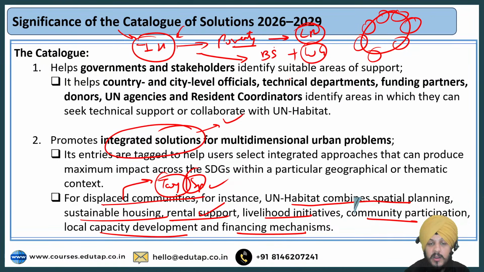so that the rental support problem is also solved, so that they are able to have sustainable housing too, so that livelihood initiatives are there, for example, employment, and we are able to enable community participation too. And financing mechanisms are also resolved. So you can see with one problem, we are able to provide multiple solutions, so that this problem is not just solved in an isolated manner, but different other problems that are related to it can also get resolved, right?